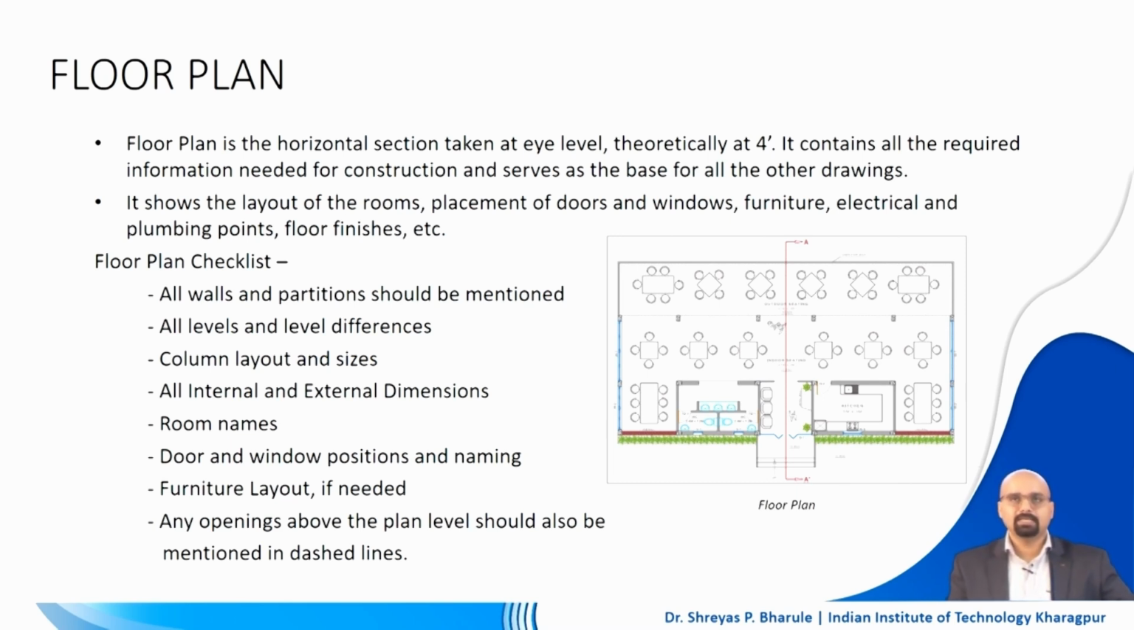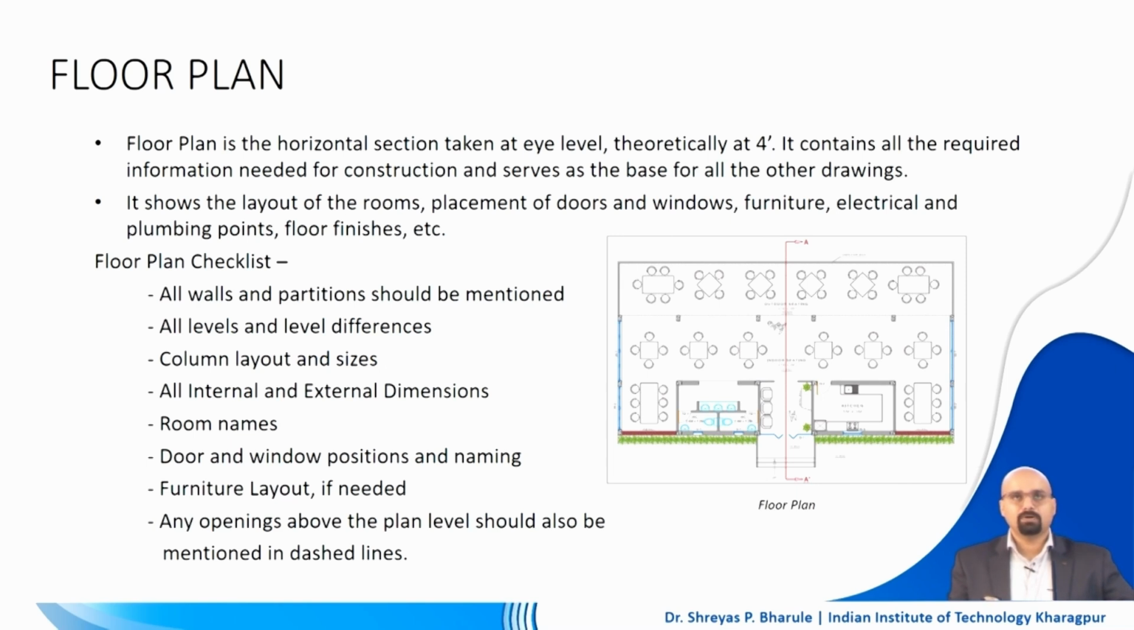The eye level theoretically is considered as 4 feet, right. So whatever will get cut at a 4 feet level of an actual building is to be represented in the plan format from the top. If you are looking at a particular building from the top and you are cutting it at a 4 feet level from the ground, then everything that will be seen is to be represented in that particular drawing, right. So that's what a floor plan contains. It contains all the required information needed for construction, and that serves as the basis for other drawings, right. So the orientation of other drawings can also be done through the main floor plan, right.